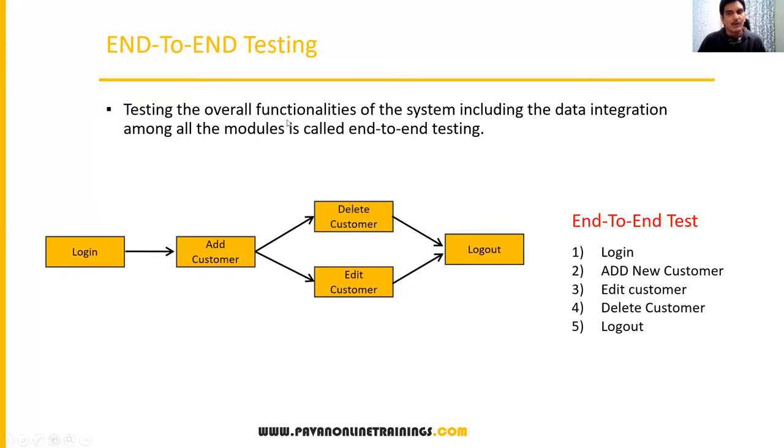So testing the overall functionalities of the system or application, which includes the data integration among the modules, is called end-to-end testing. So after successful login, I can do add customer. After adding the customer, I can delete the customer or I can edit the customer. Dependent functionalities are there. And then I can log out from the application. So end-to-end testing means testing the overall functionality, which includes each and every component in your application. So that is all about end-to-end testing.